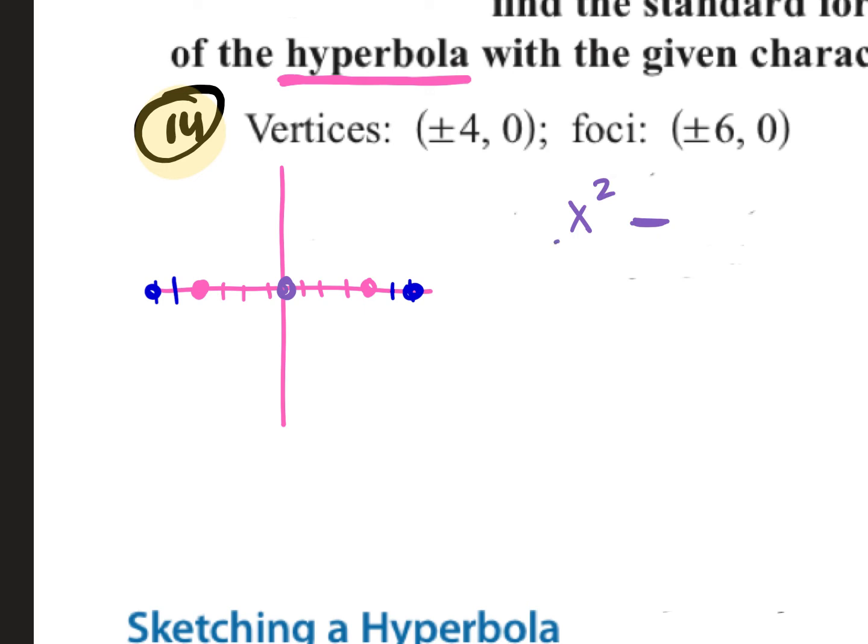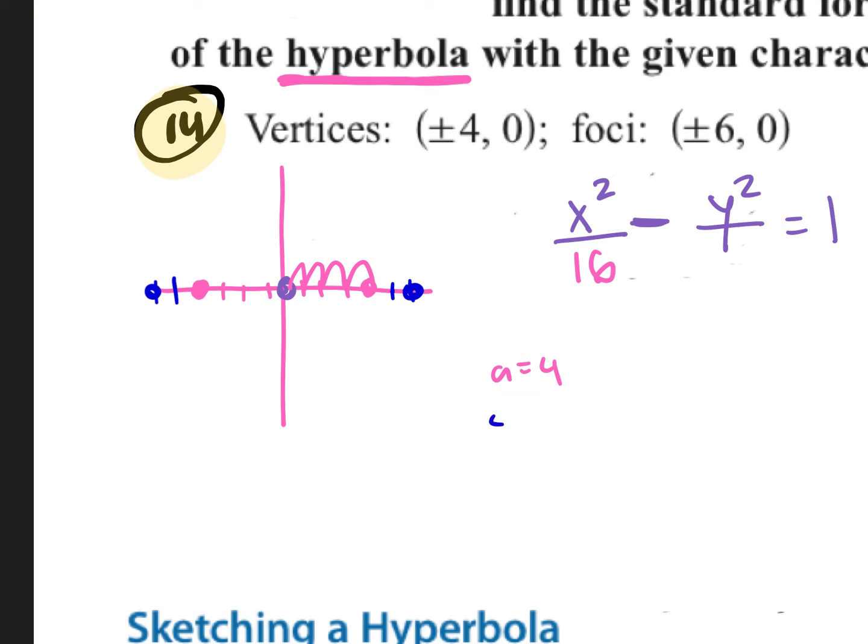So it'll be, because all my points are on that horizontal line. So y squared comes second, it's equal to 1. So again, I just have to find my a and b. What's a? A is the distance from the center to the vertex, so 1, 2, 3, 4. So that means a is 4, so a squared would be 16. In hyperbolas, your a squared always comes first.